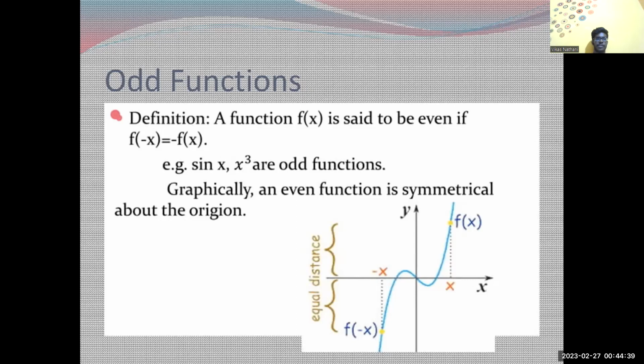A function f of x is said to be odd. Sorry, the spelling is odd. f of minus x is equal to minus f of x. For example, sin x and x cubed are odd functions. Graphically, an odd function is symmetrical about the origin. Here we can see that an odd function is symmetrical about the origin.